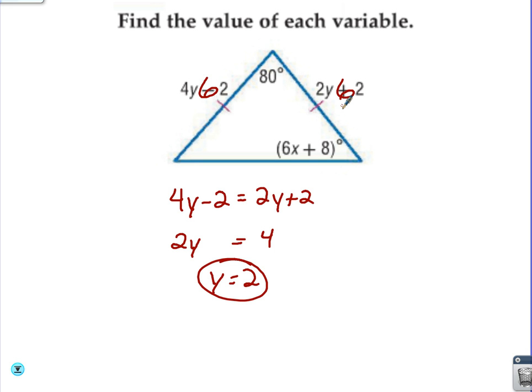Now let's try to find out what the angles are equal to. Vanessa, any ideas? How would you work this? Six x plus 8 equals what? Does it equal 80? Let's talk. In an isosceles triangle, two of the angles are equal, correct? But the question is, is it these two angles?